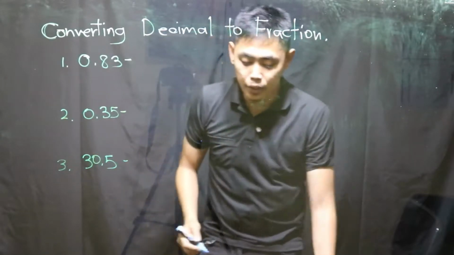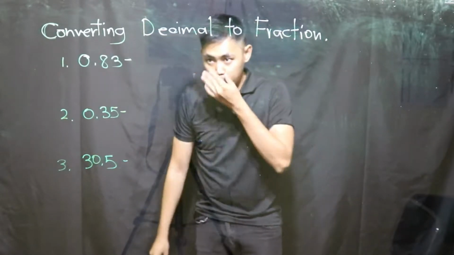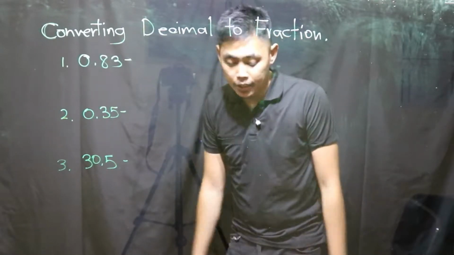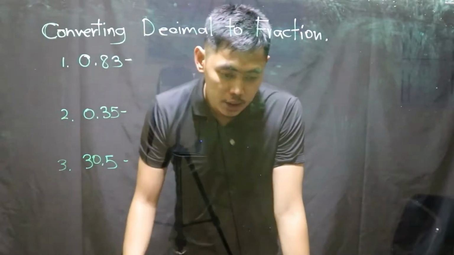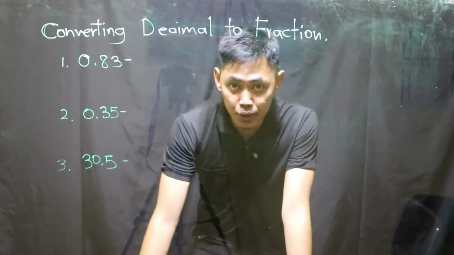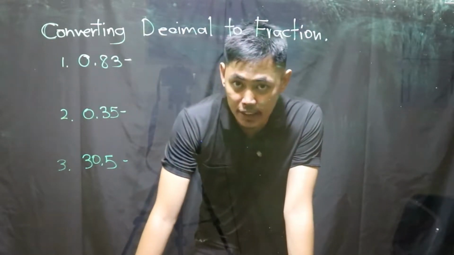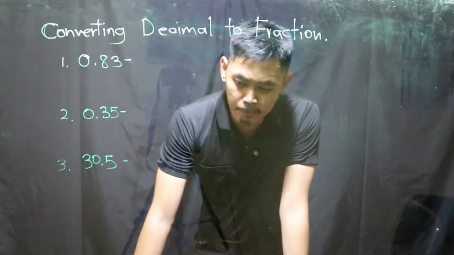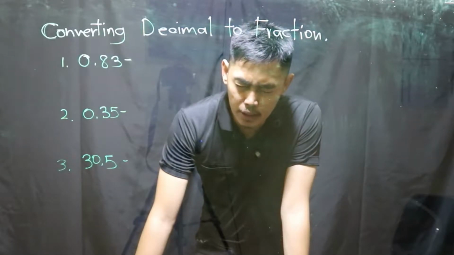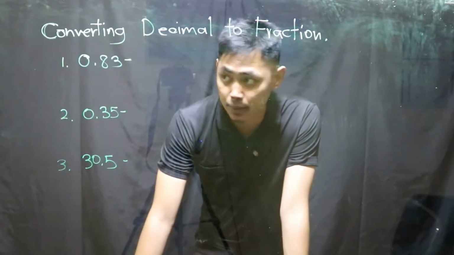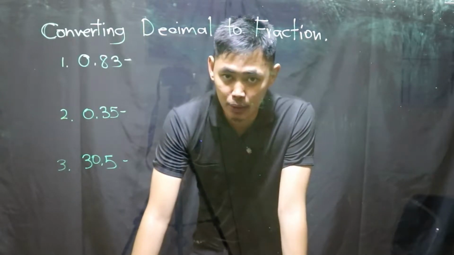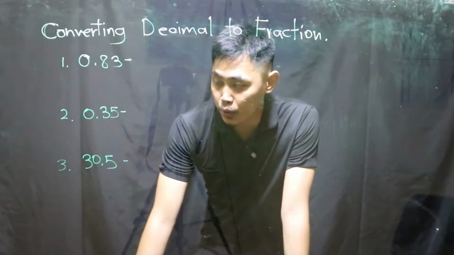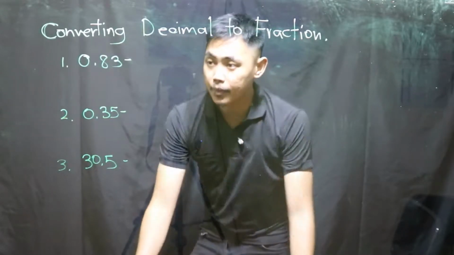So the quickest way to convert decimal to fraction is to just move the decimal point, and this is only applicable for exact decimals. This is not applicable for repeating and continuing decimals, okay? So like 0.1111111. So this is only applicable for terminating decimals, okay?